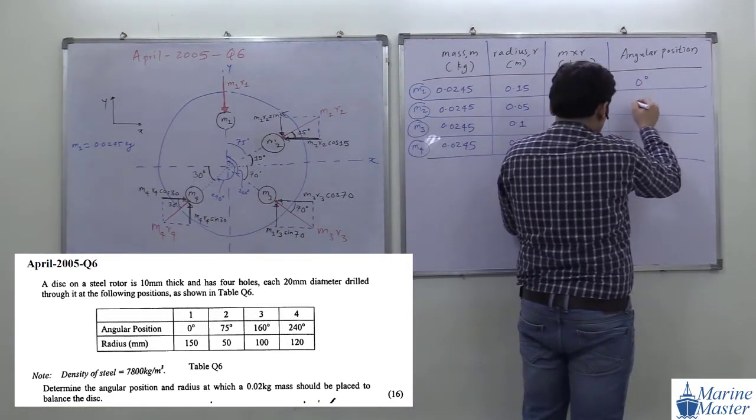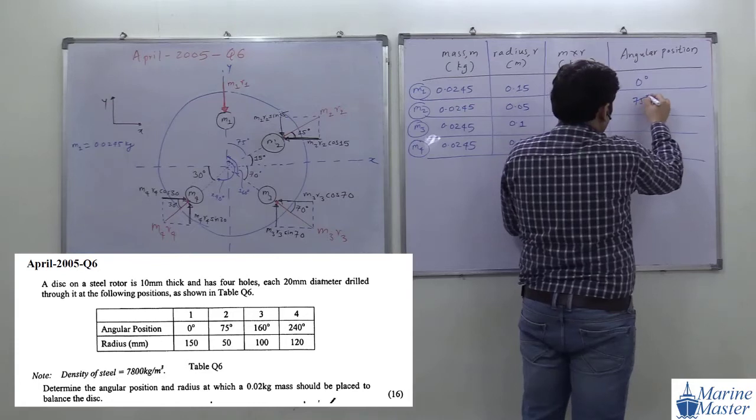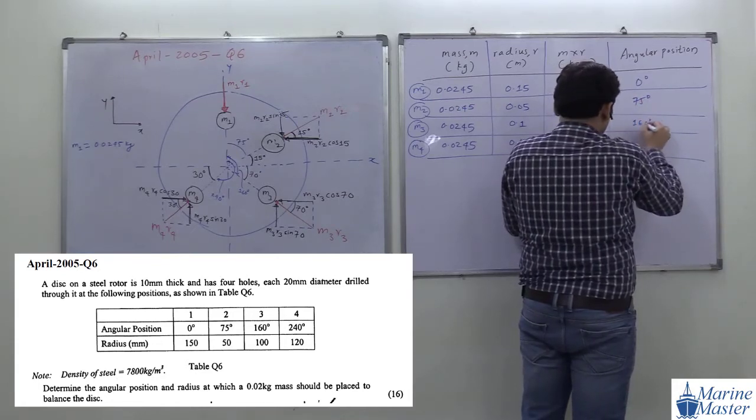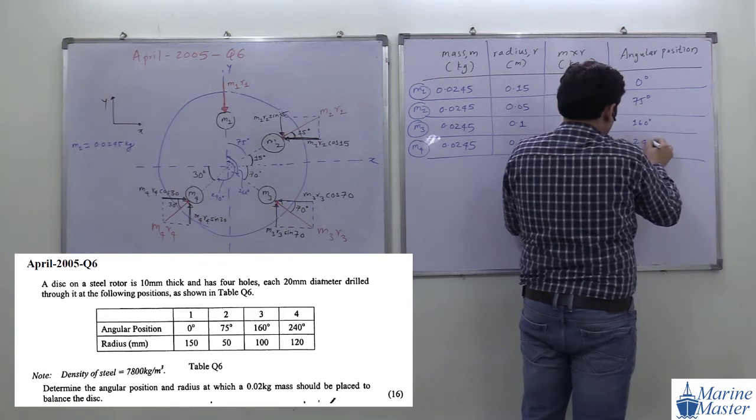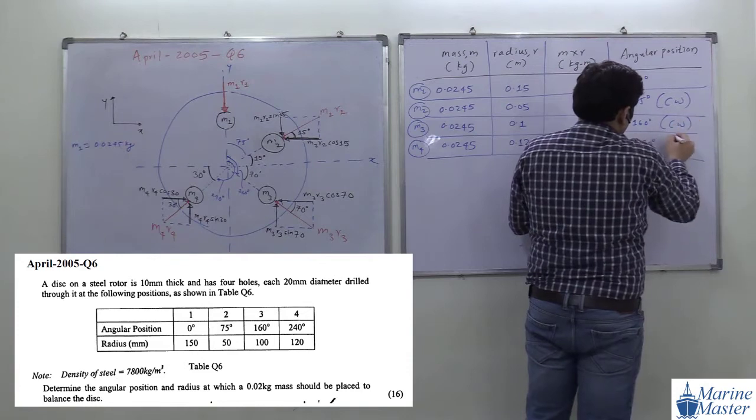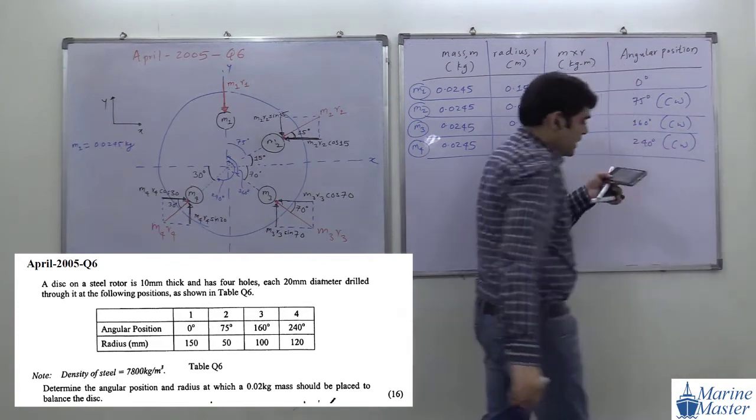Then their angular positions. This is 0 degree, 75 degree, 160 degree, 240 degree. Okay, we are assuming these are clockwise. CW means clockwise.